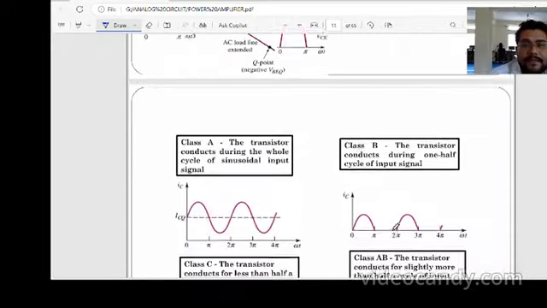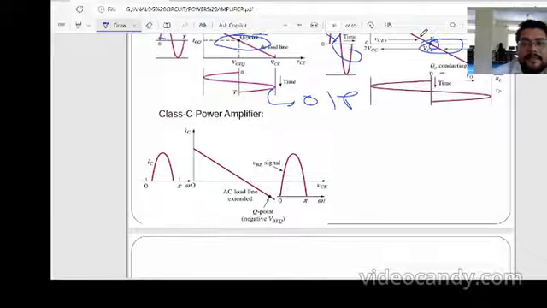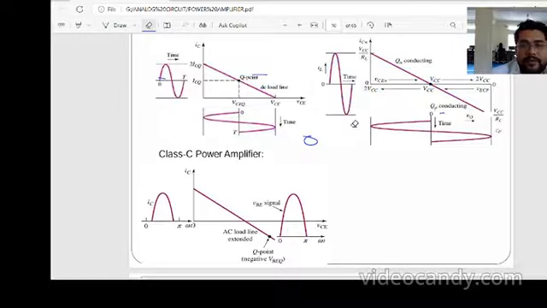We can see this is class B. Here the Q point is exactly on the load line plus the x-axis. So it is exactly on the x-axis.